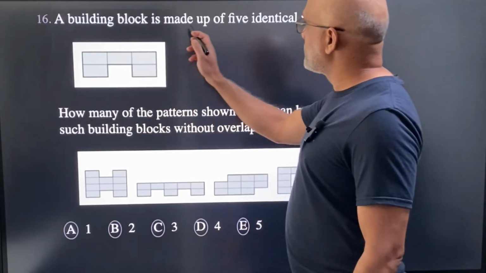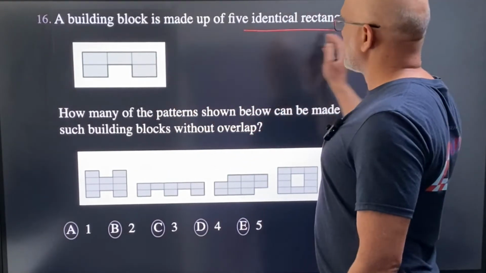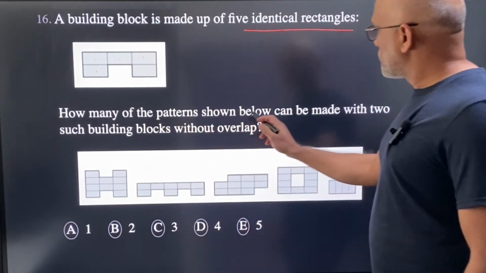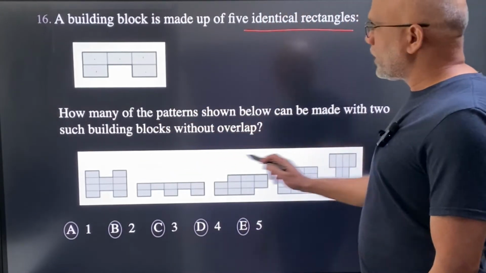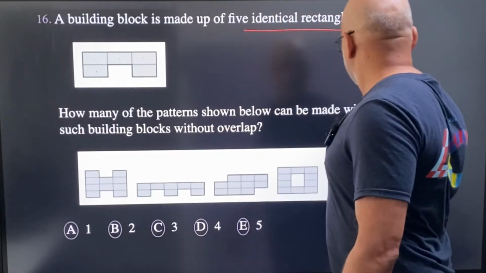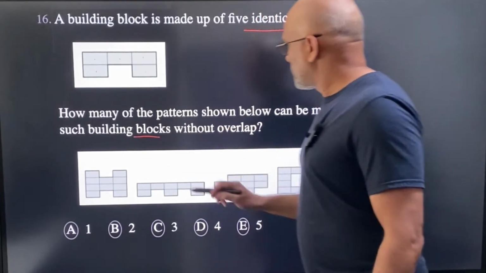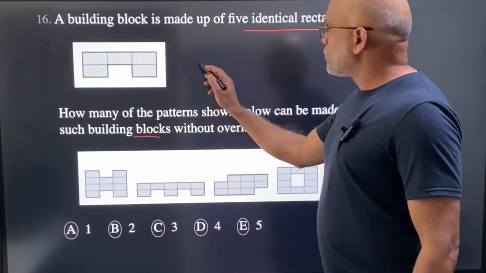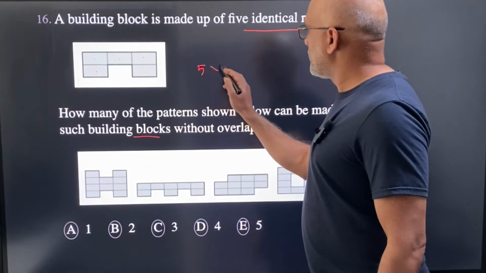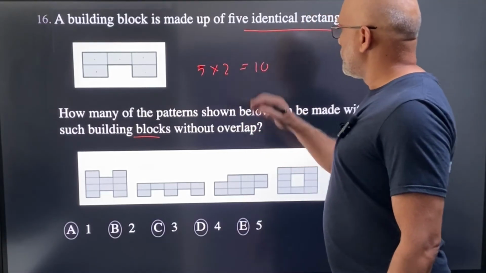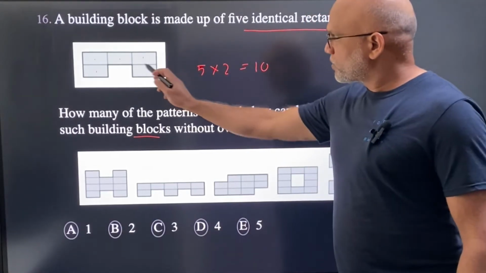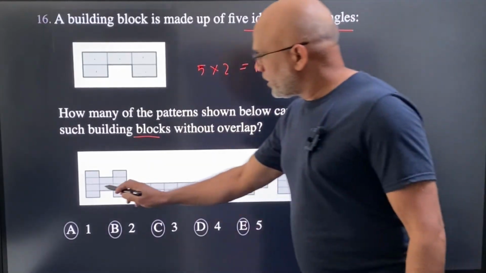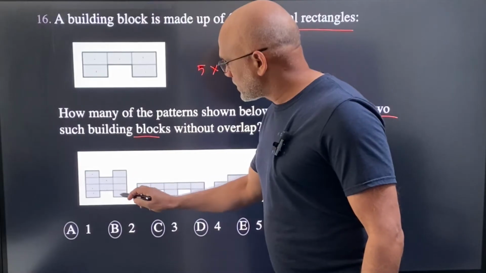A building block is made up of 5 identical rectangles: 1, 2, 3, 4, 5. How many of the patterns shown below can be made with 2 such building blocks? So two blocks without overlap. So one block has 5, so 2 blocks will have 5 times 2 is equal to 10 of these smaller rectangles. So as a first pass, we can just count. Here, 1, 2, 3, 4, 5, 6, 7, 8, 9, 10.